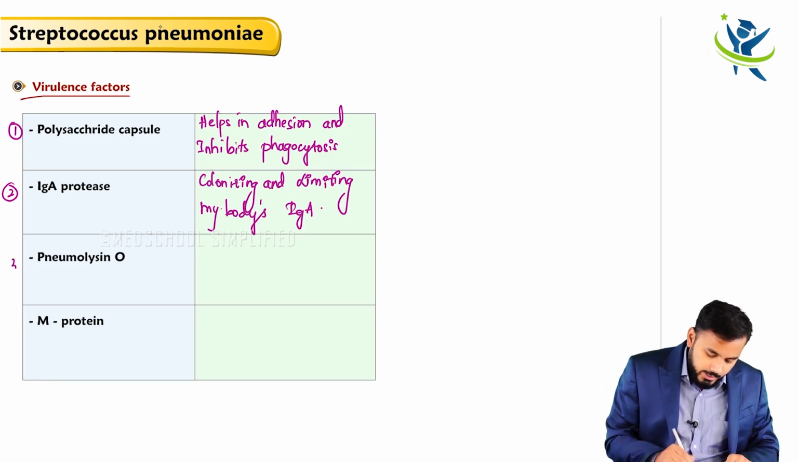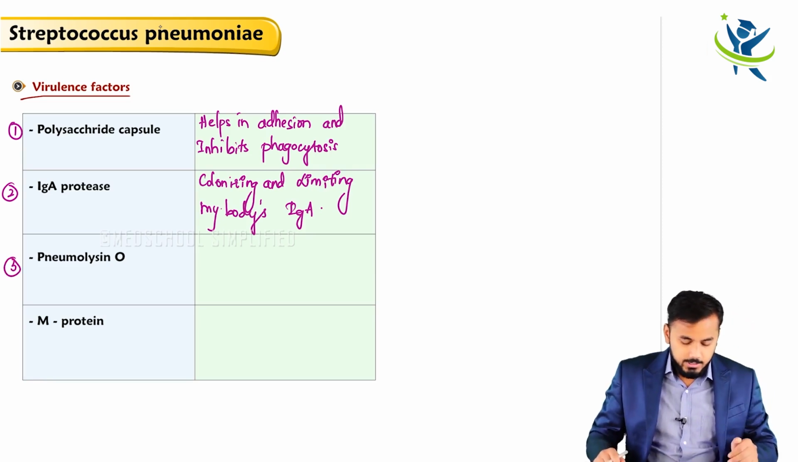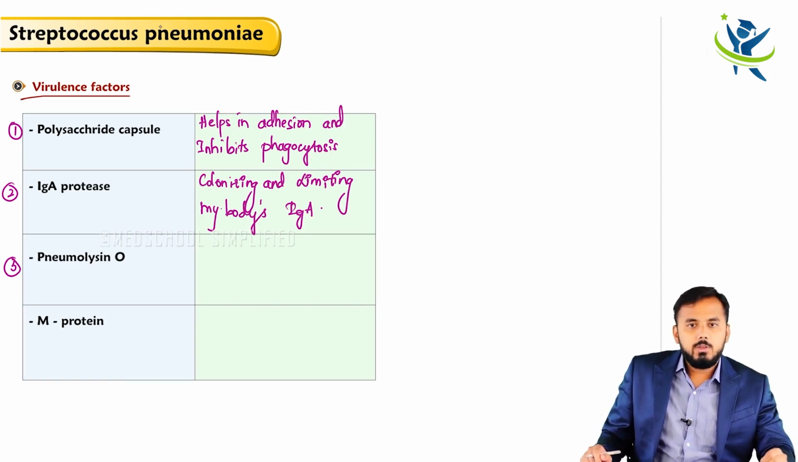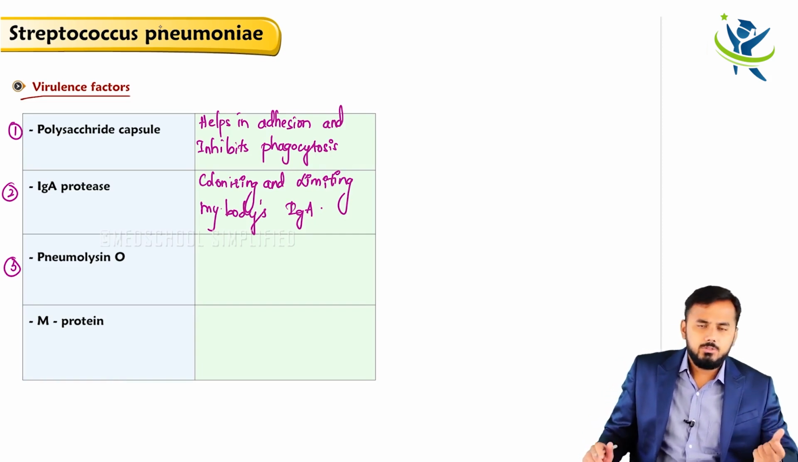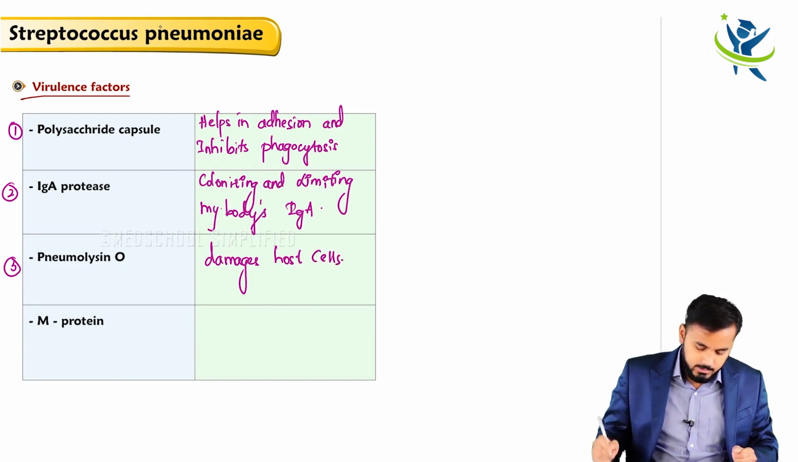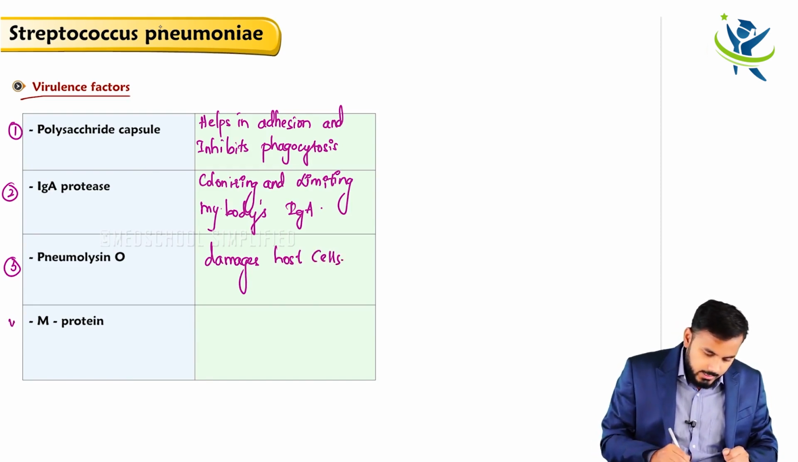Next, another important virulence factor released by Streptococcus pneumoniae is pneumolysin O. What does pneumolysin O do? Simply, this pneumolysin damages your host cells. Damages host cells. The fourth important thing is M protein.